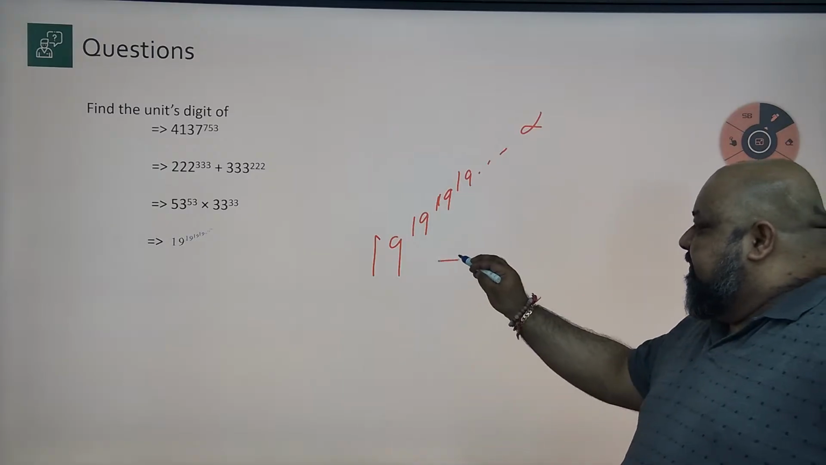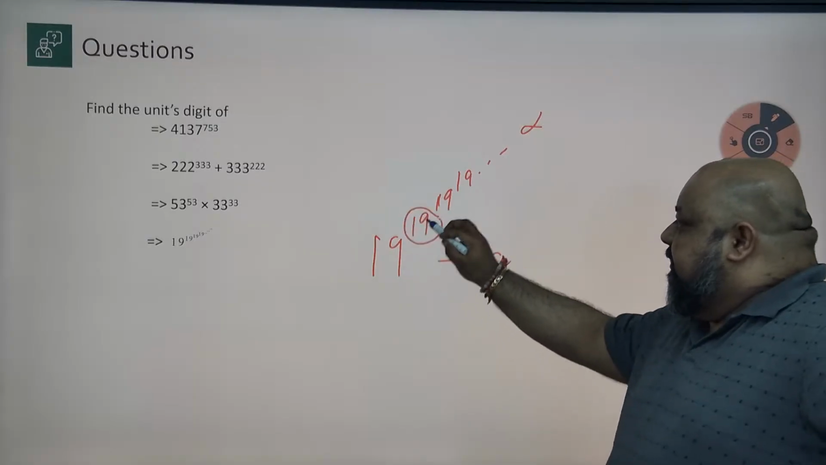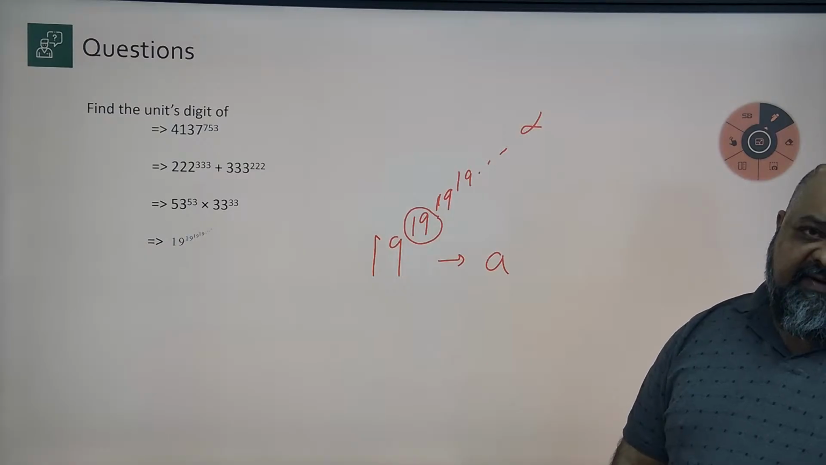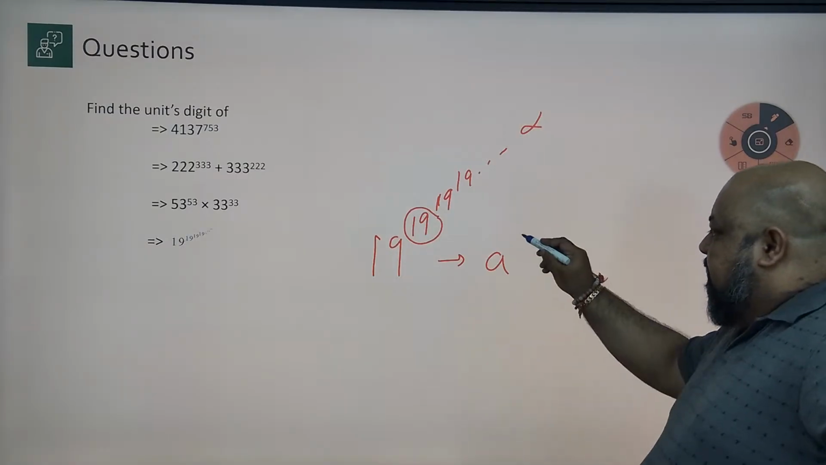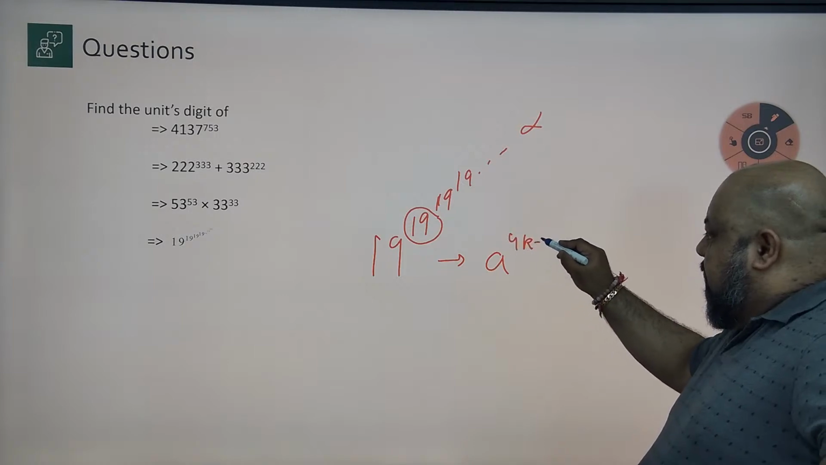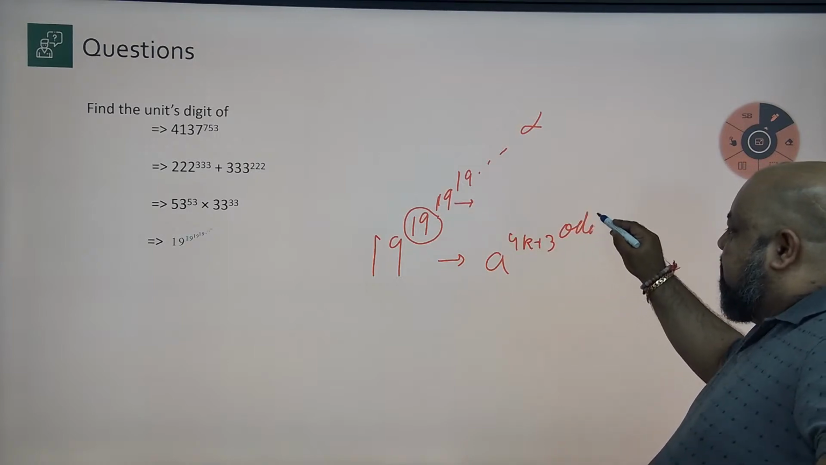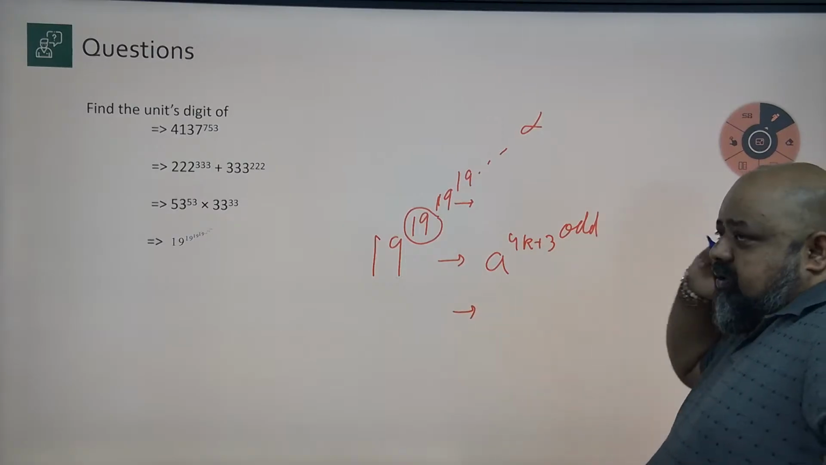Okay, so this base becomes my A. If I look at this number and divide by 4, I get the remainder as 3. A raised to power 4k plus 3. And this is odd. Everything else of this does not matter. Okay. 4k plus 3 raised to power odd.